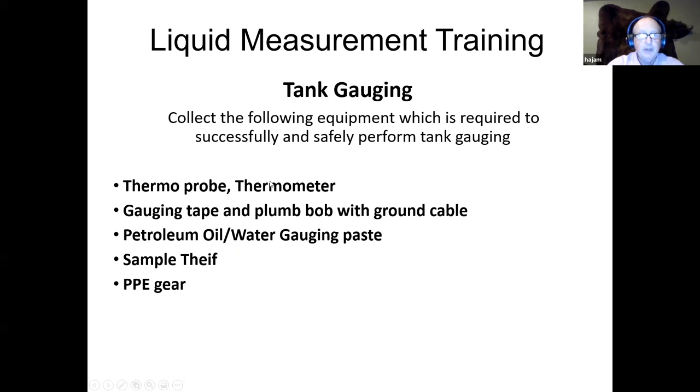Okay. So we want to collect that equipment again. We want to climb that tank with the thermometer, tank gauge, plumb bob, petroleum paste, water cut paste, sample thief, and all this. Don't forget the PPE. Make sure we're dressed properly for this. This is a hazardous process. Splash in your face, spills. There's a lot of safety gear that needs to be considered here.